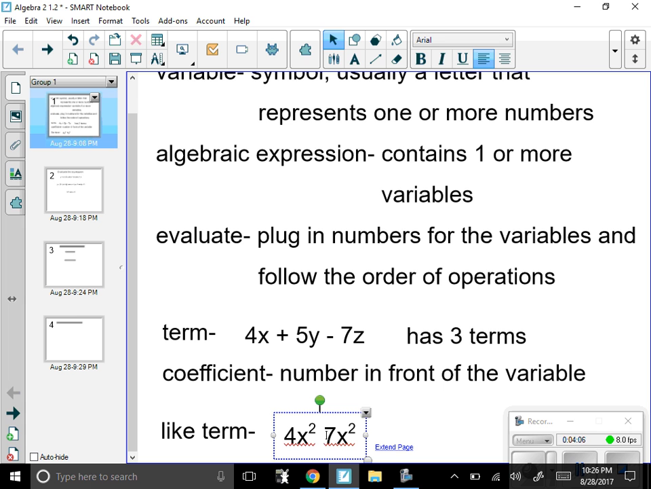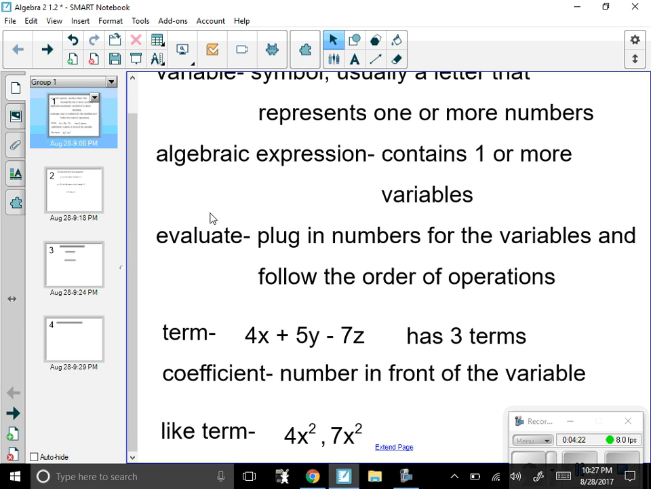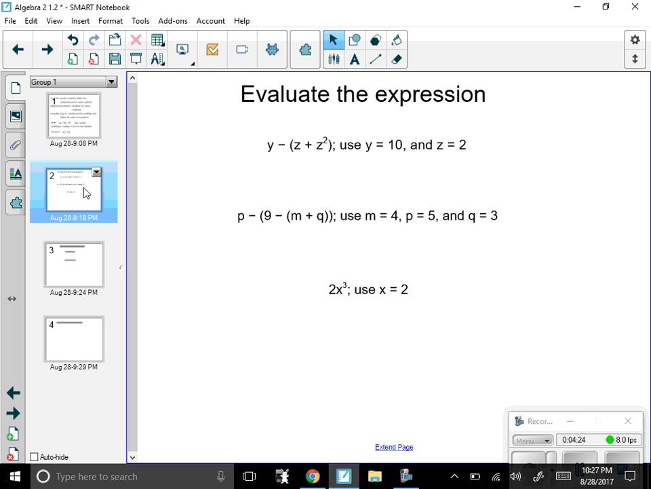So like 4x and 7x squared are not like terms because one is raised to an x and the other is raised to a squared. So it has to be the same variable raised to the same powers. All of that will pretty much be on your vocab quiz this week.